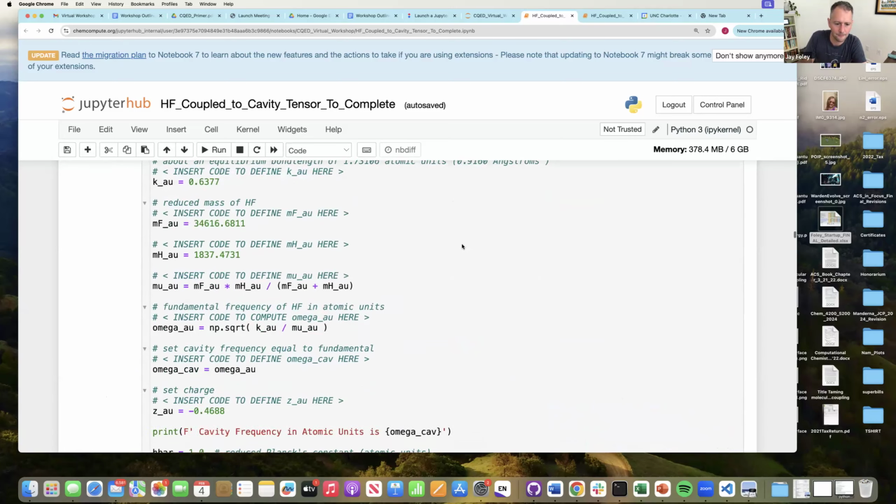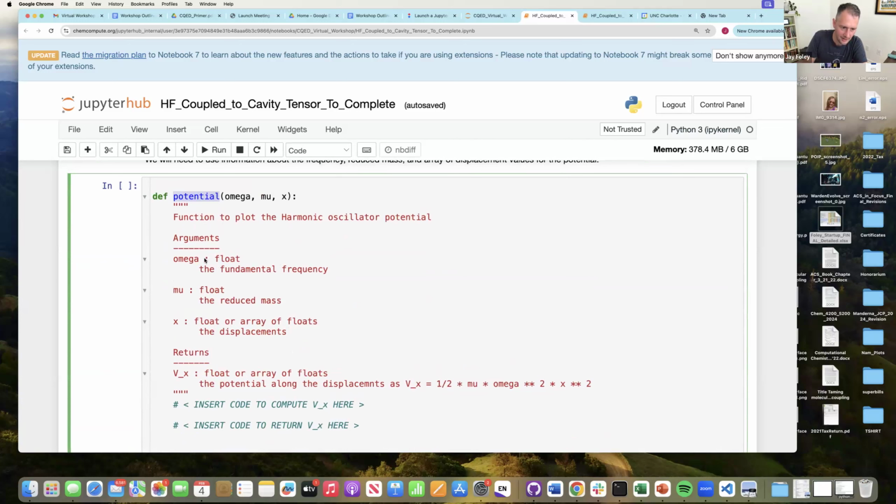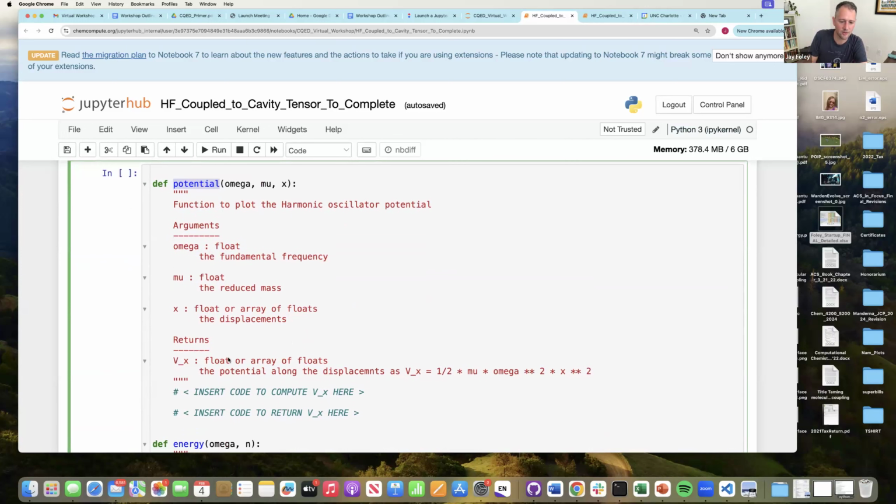Okay, so let's come down to this function, and you can see that here are the input arguments. Input argument 1 is omega, a float, the fundamental frequency. Input argument 2 is mu, a float, the reduced mass. And input argument 3 is x, which is either a float or an array of floats, basically the position values. And this is going to return the potential according to this formula.